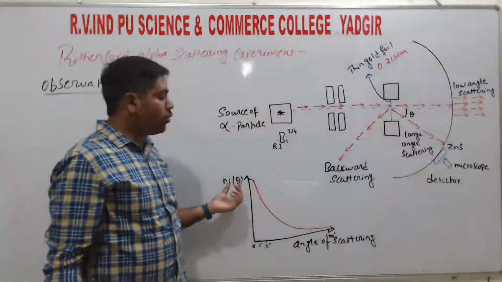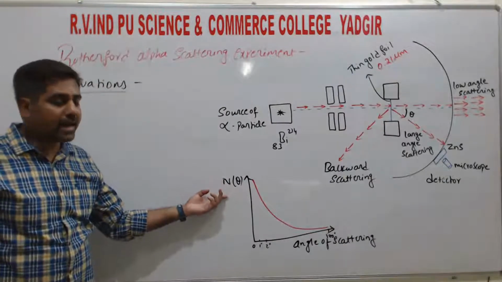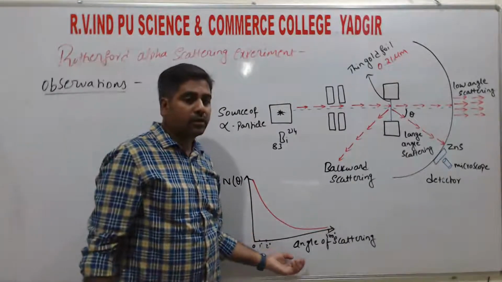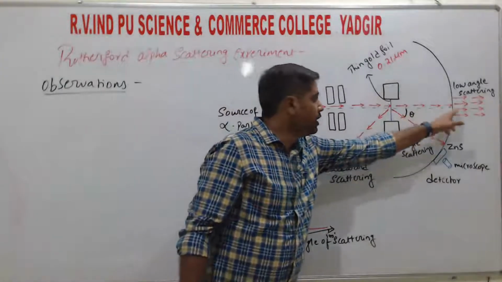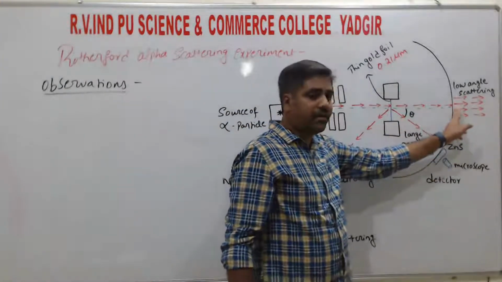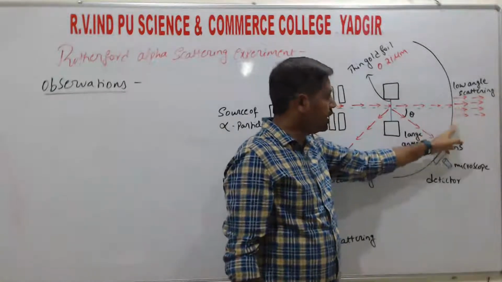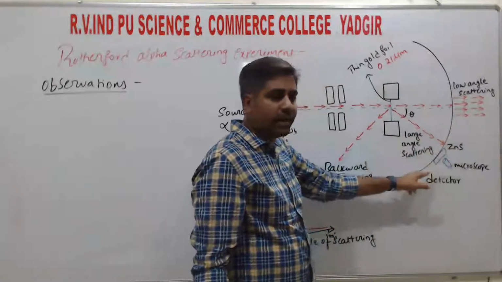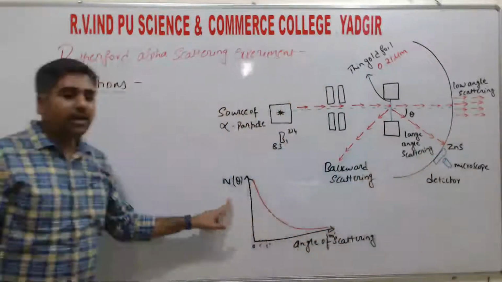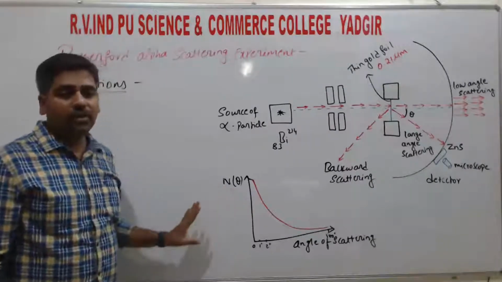After that, he plotted a graph of the number of alpha particles scattered against the angle of scattering, that is theta. If this detector is placed here, the angle theta is 0 degrees. After here it may be 10 degrees, 20, like this. So this one is the graph, and from this graph he made three observations.